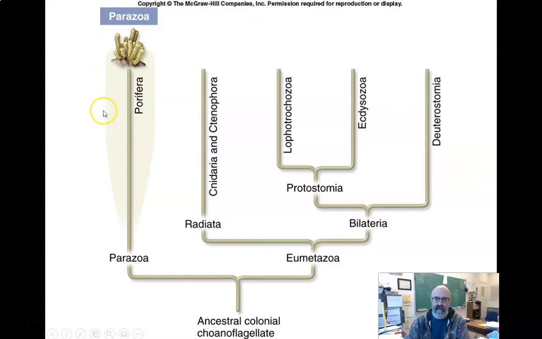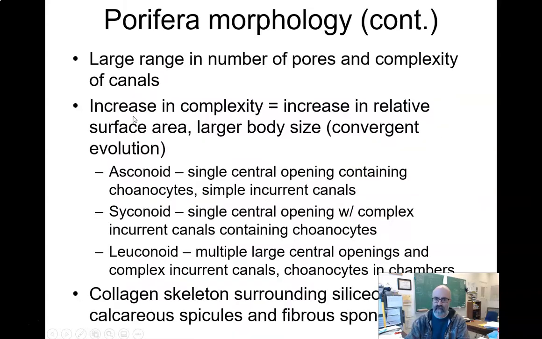So here is our big phylogeny of animals that we're going to pick apart the rest of the semester. Here's our first and oldest branch, the sponges. There's a large range. Again, I showed you some pictures of sponges. Some are really small, some are huge in terms of the complexity and the size, the number of pores.